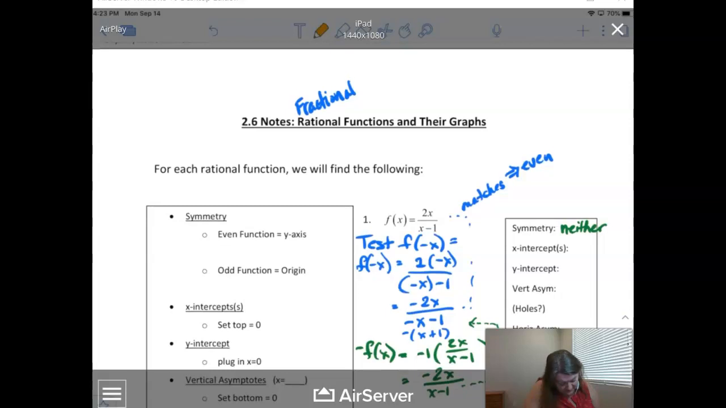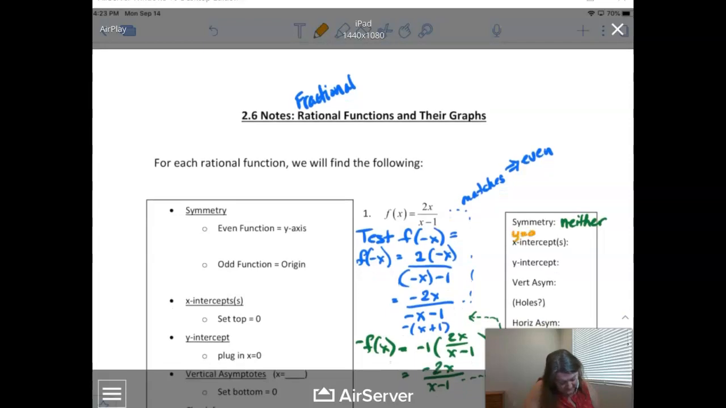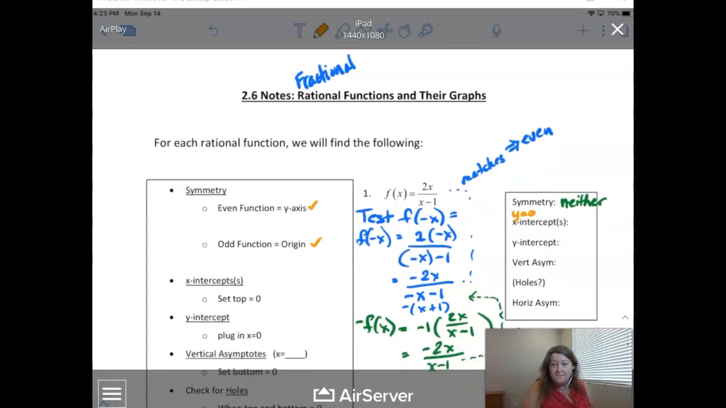We set y equal to 0. Okay. And here's our little note over here. So the even function is foldable over the y-axis. The odd function is foldable over the origin.